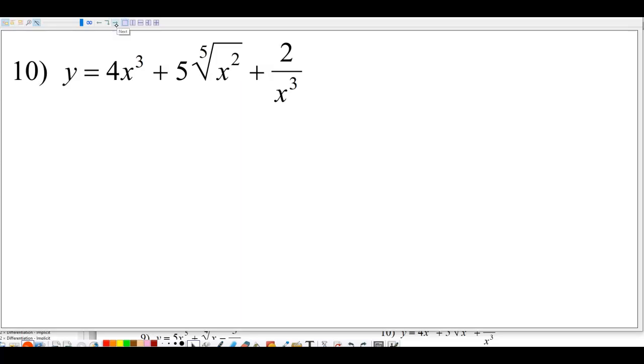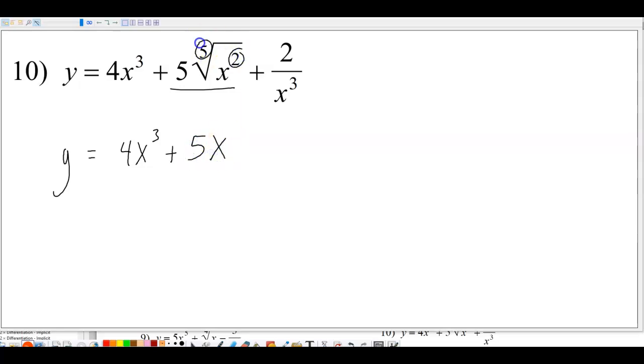So the greater majority of the rest of our problems are all just doing derivatives. The first problem I have here is just so you guys can practice doing the power rule. Before I begin, though, we need to rewrite some stuff. This 4x cubed is fine, so I'm going to leave that alone. But this guy, we need to rewrite that before I can start doing the power rule.